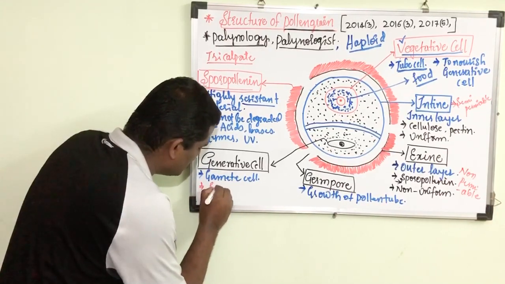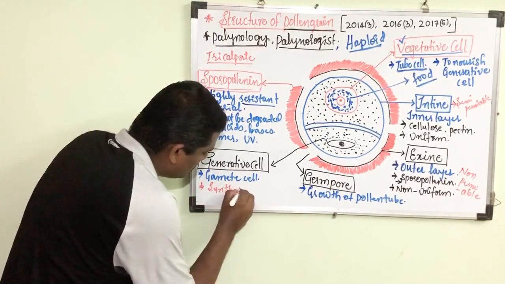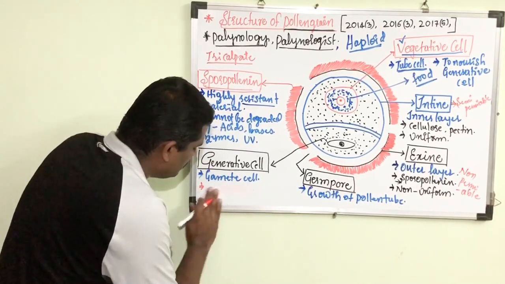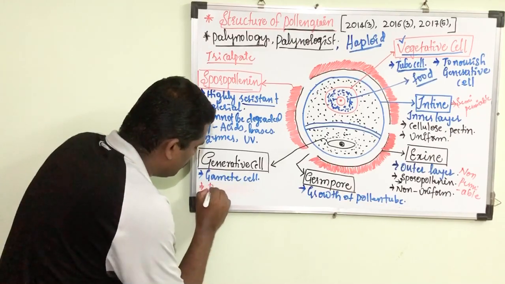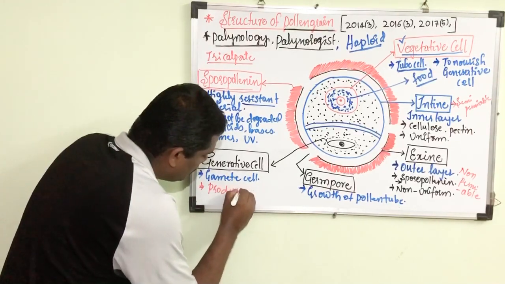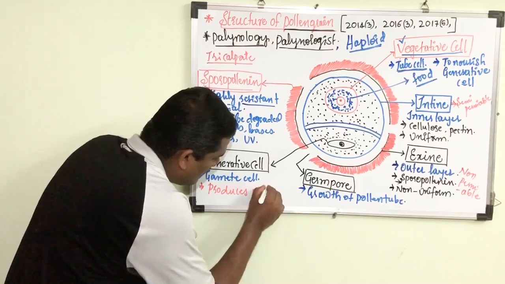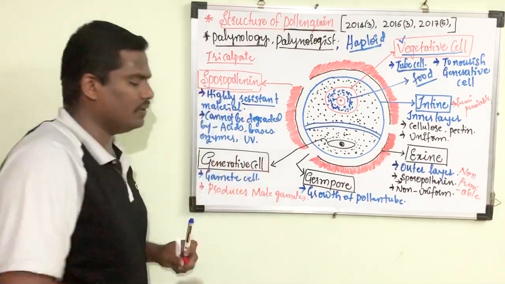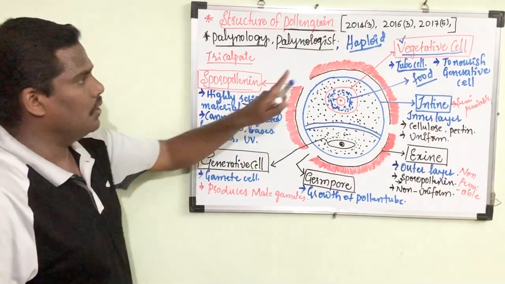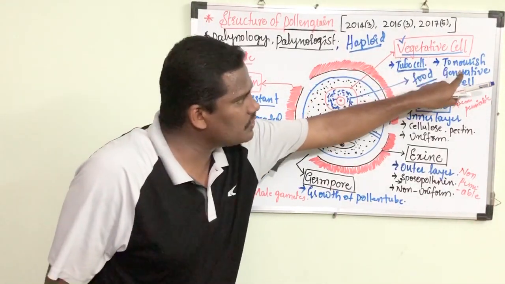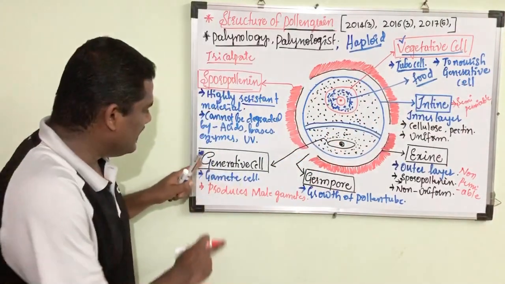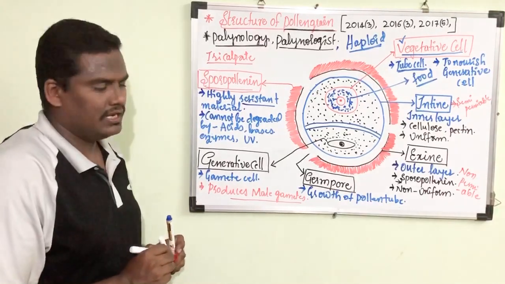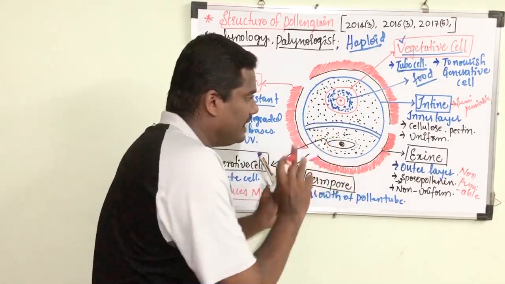The generative cell produces male gametes. Vegetative cell's main job is to nourish the generative cell, and generative cell's main job is to produce the male gametes. It is at the lower side, spindle shaped.